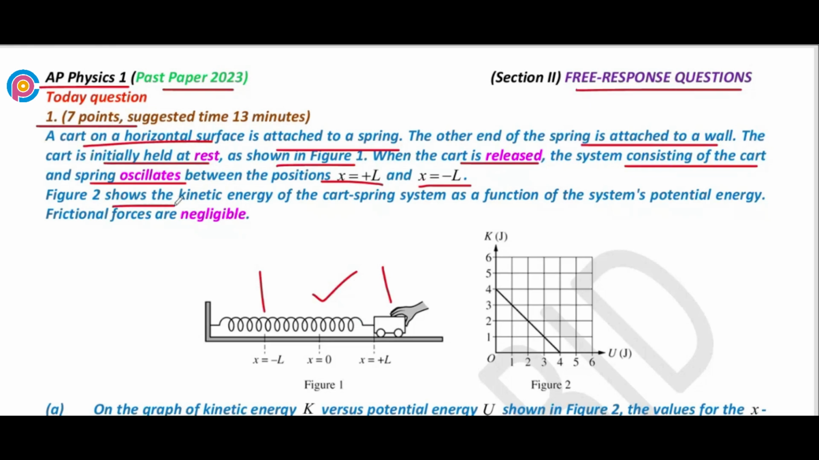Figure 2 shows the kinetic energy of the cart-spring system as a function of the system's potential energy. Frictional forces are negligible. From the graph, at the extreme it is totally potential energy, and the 4 joule is potential energy. The total energy remains the same, either as potential energy or kinetic energy. When it is extremely extended, it carries the potential energy. When passing through the mean position, it carries the maximum kinetic energy.